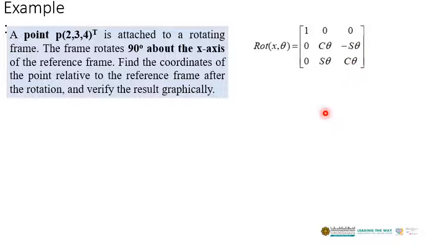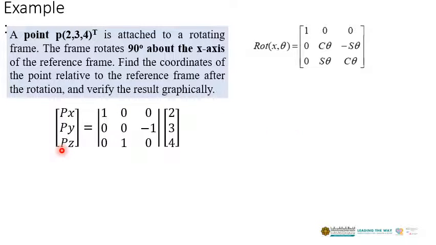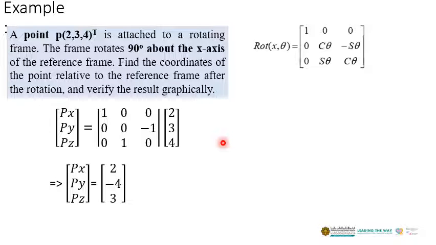So we can put all these values, and then we have Pxy, which is this transformation matrix multiplied by the original point with respect to the NOA frame. And then we will get the values here. This is basically 2, minus 4, and 3. You can draw it and check it graphically. It would be the same as well.